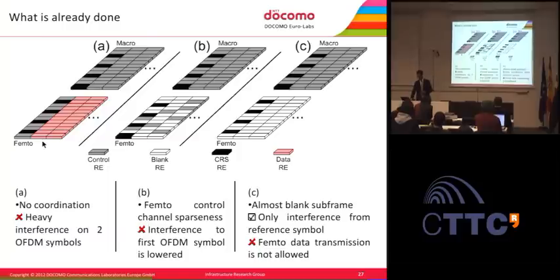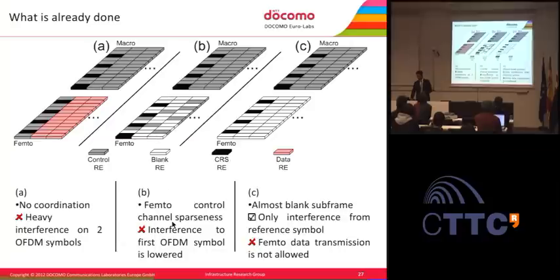Typically, once the control channel ends, the data channel starts, and this should be fully occupied in most of the cases, which means that there's complete interference going from the femto to the macro layers. And this is a very bad situation for the macro UEs that are trapped inside femtocells.